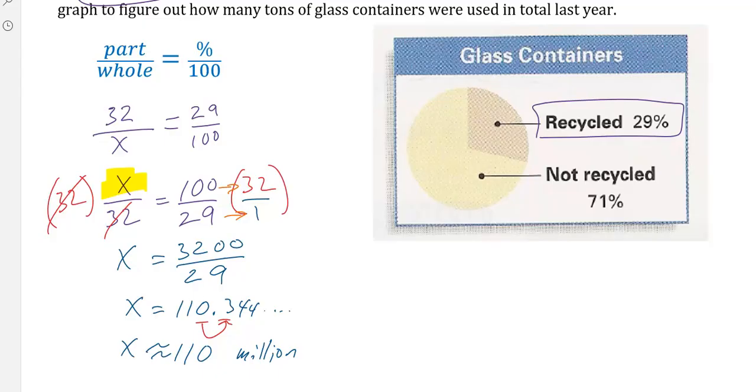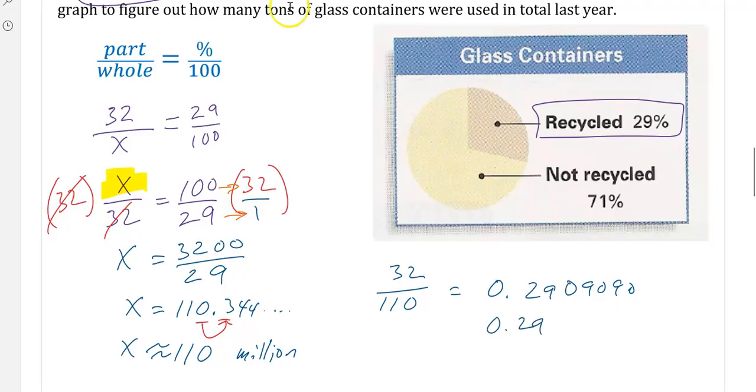And we can check our answer to make sure that it's right, because if I take the part, which was 32, and put that over 110, 32 divided by 110, that equals, on my calculator, 0.299090, and so that would round to 0.29, which is 29%, because 0.29 is 29 hundredths. So we figured that out using math. Amazing stuff, right?